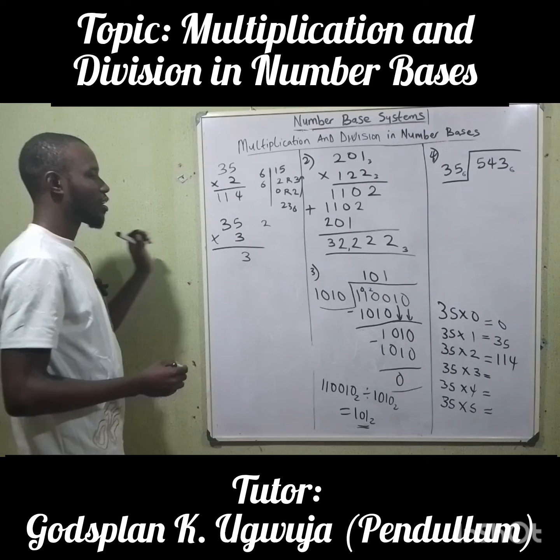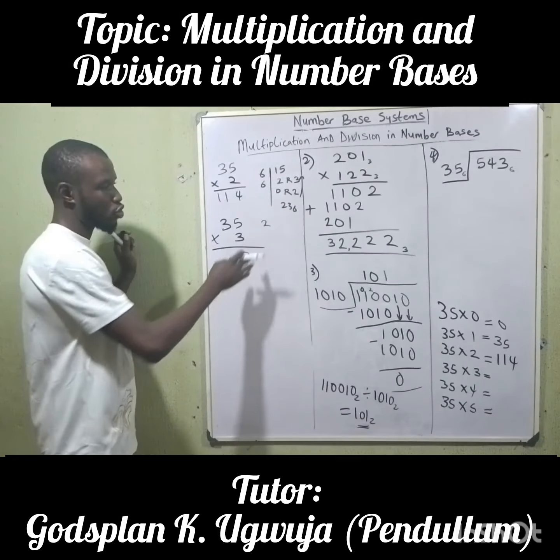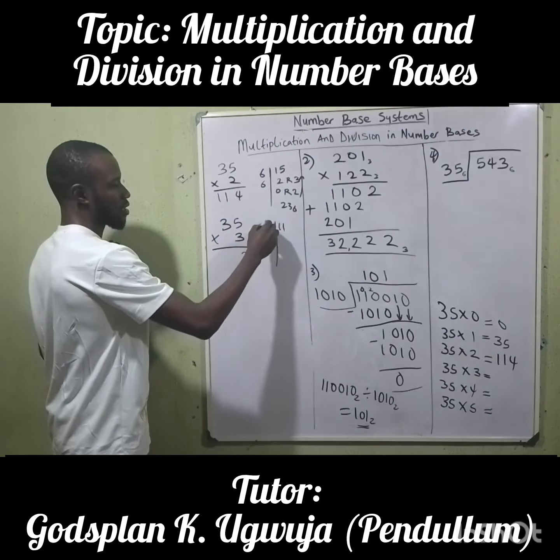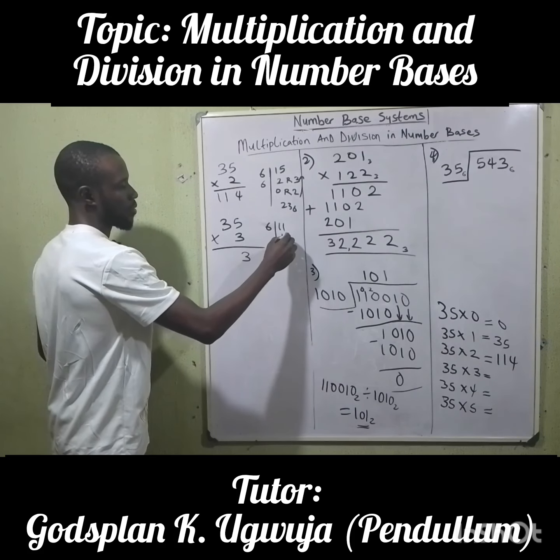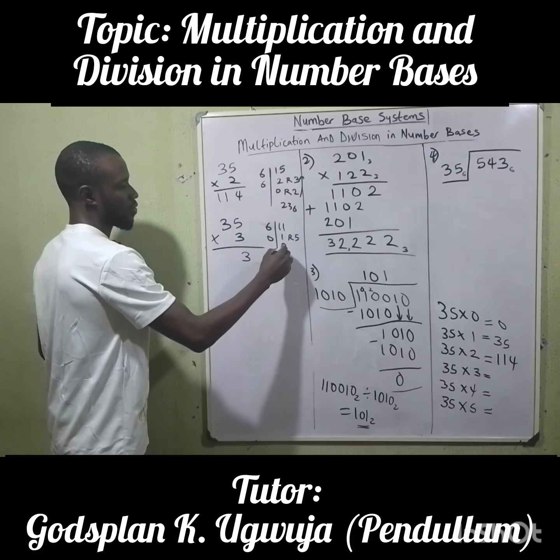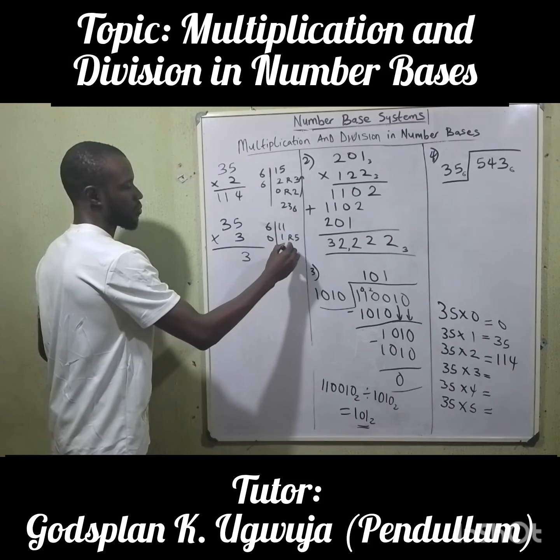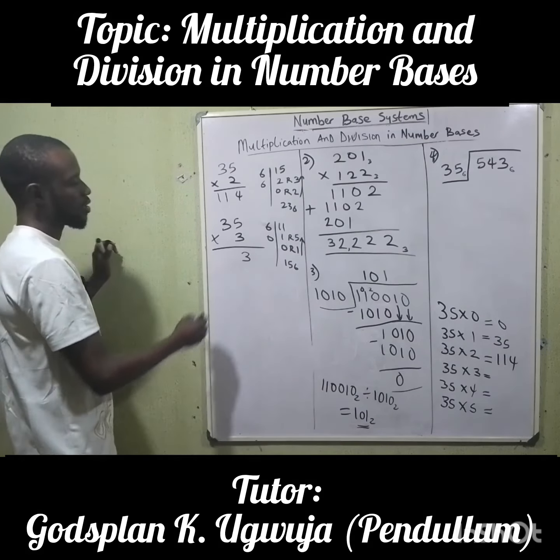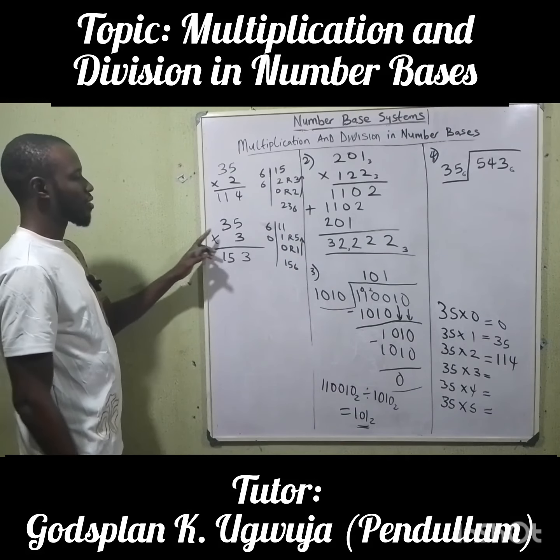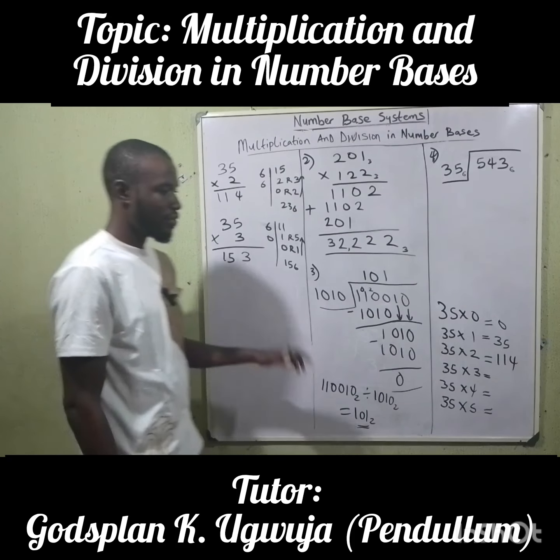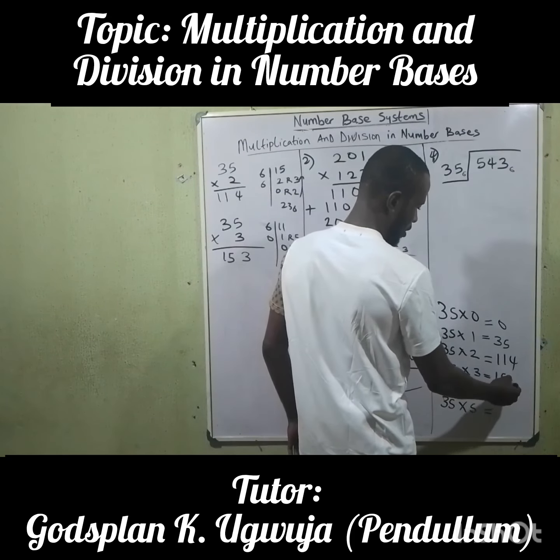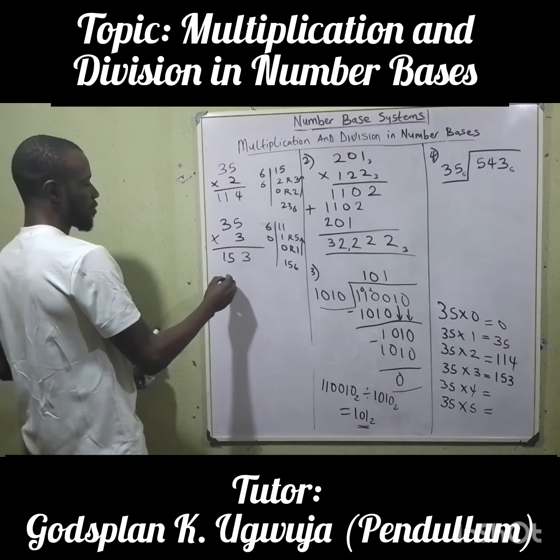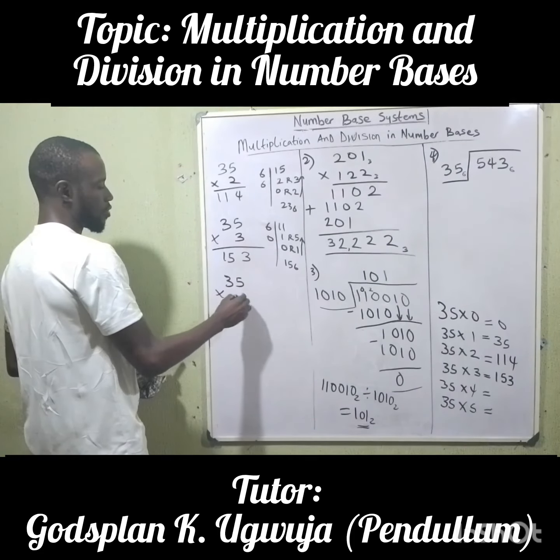3 times 3 is 9, plus 2, that's 11. So we'll convert 11 to base 6. This is 1 remainder 5, 0 remainder 1. So this is 15 in base 6. Okay. So that means 35 times 3 in base 6 is 153. Okay. Let's see 35 times 4.